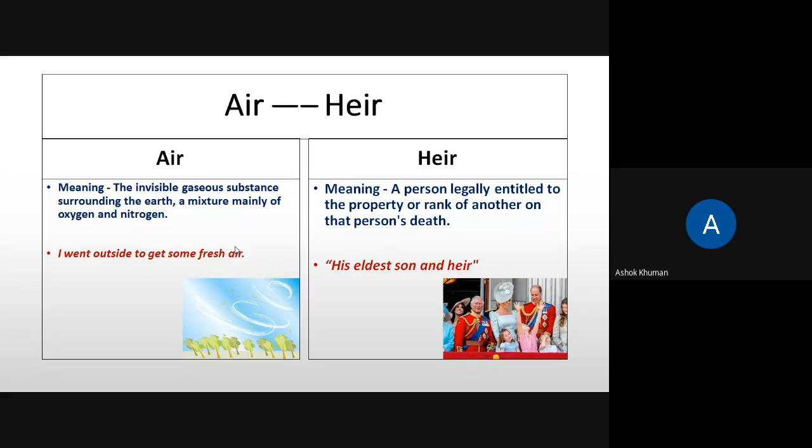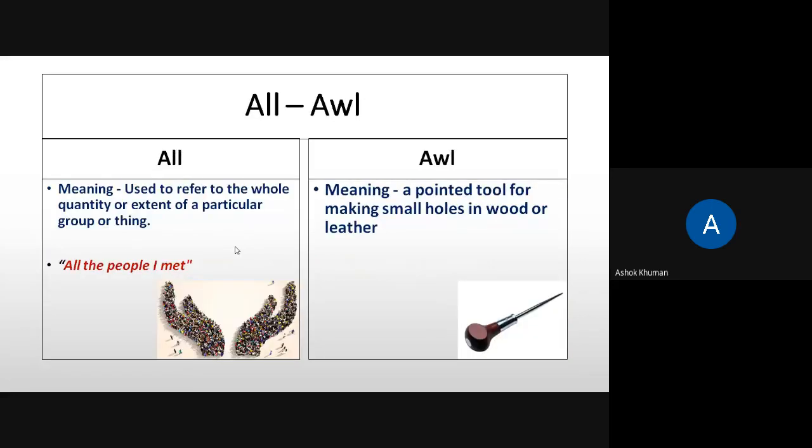So two words. Then you have all. Again, spelling different, but sound same. Meaning also different. So spelling and meaning different, but sound same. This is homonym, and this is homophones because sound is the same.